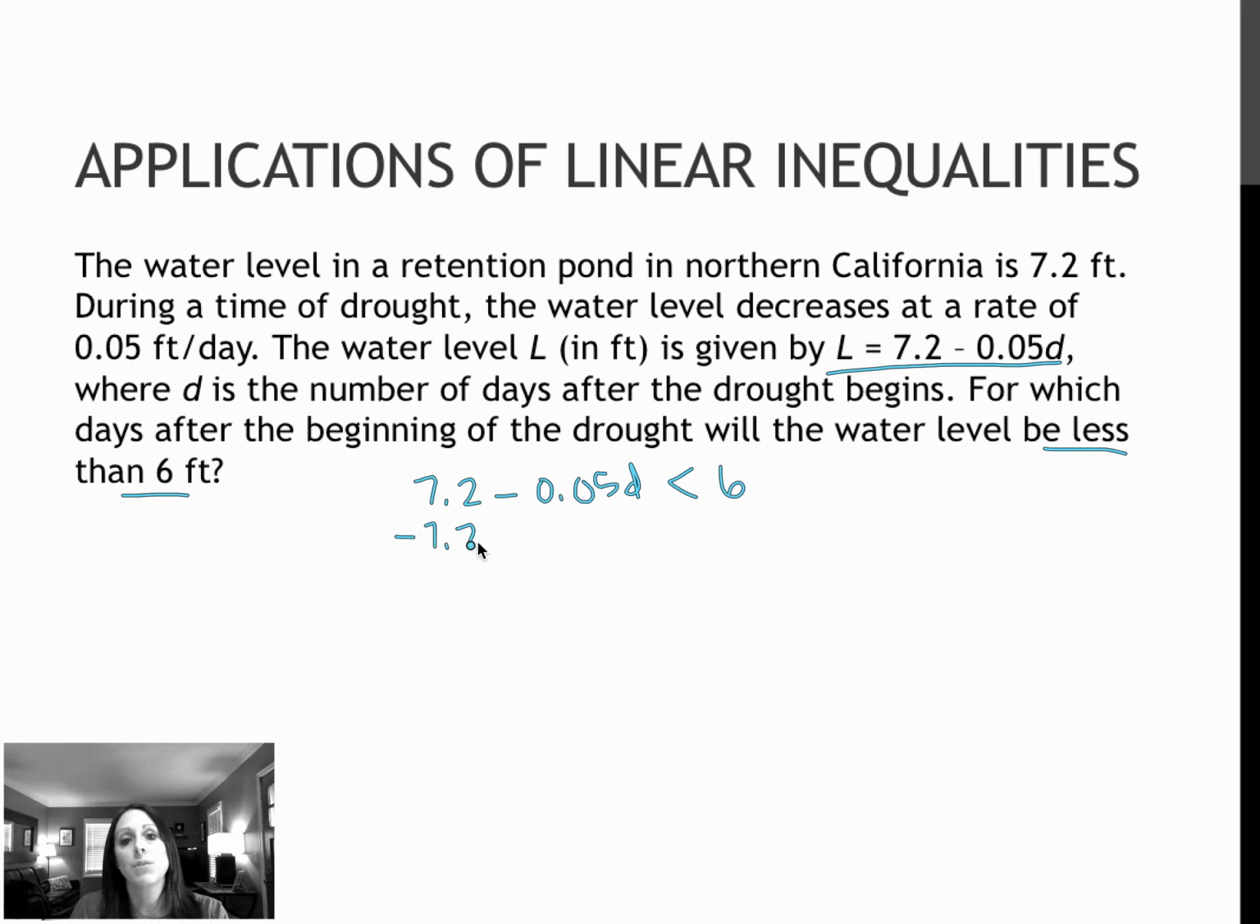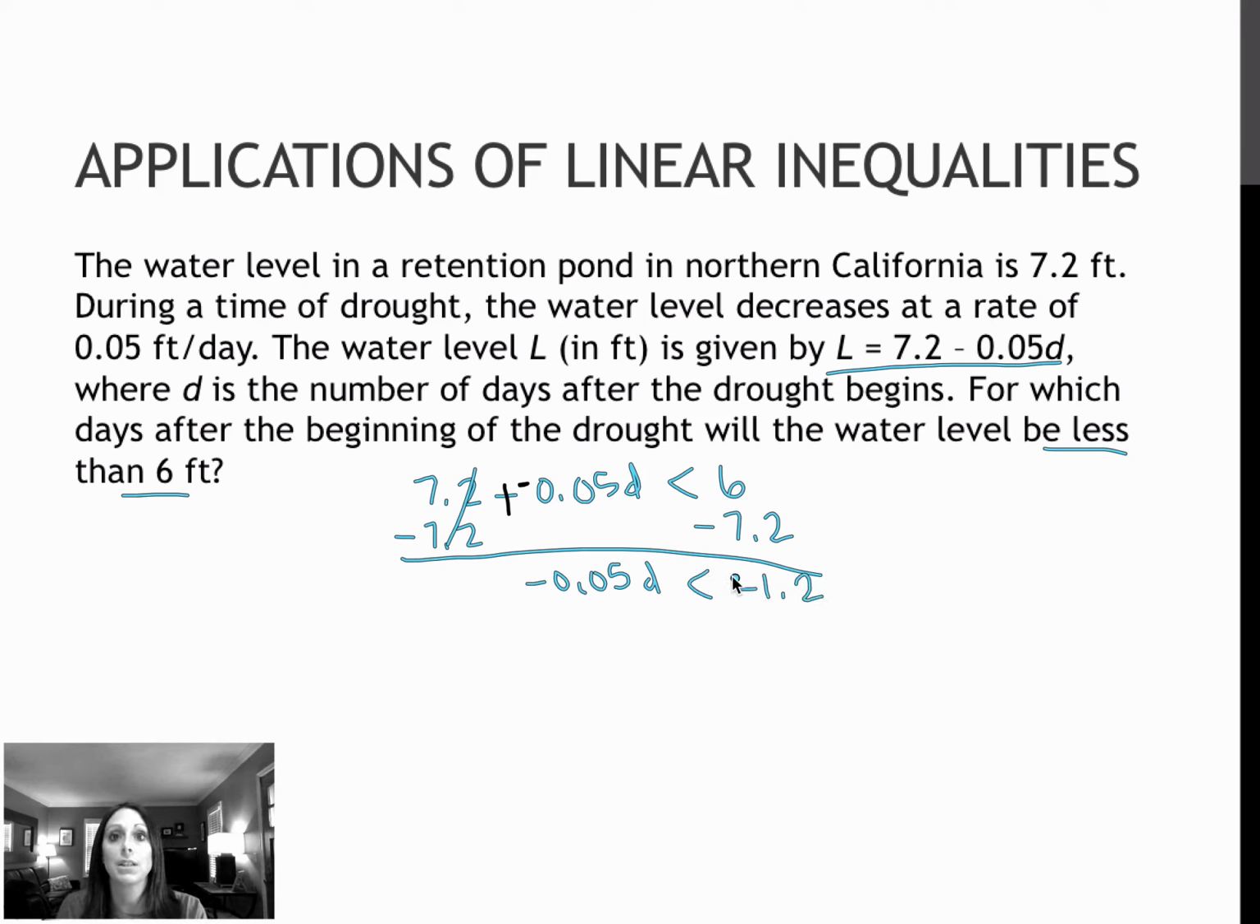I'm going to subtract 7.2 from each side. A lot of people make the mistake of trying to add 7.2 because of this minus, but keep in mind that the minus, if I keep flip change, actually goes to the 0.05 times d. So when I subtract 7.2 from each side, I get negative 5 hundredths d and negative 1.2.